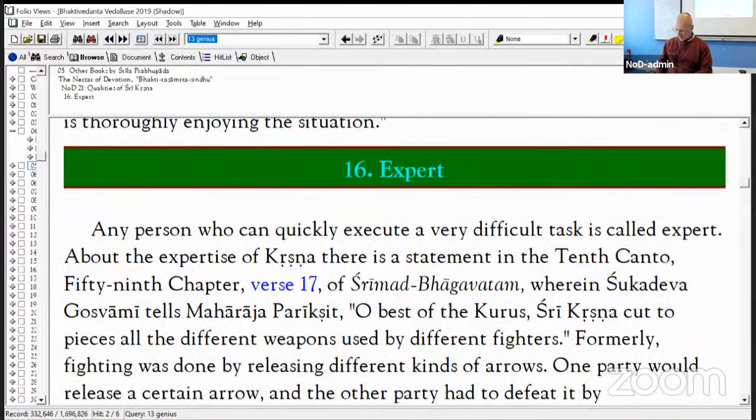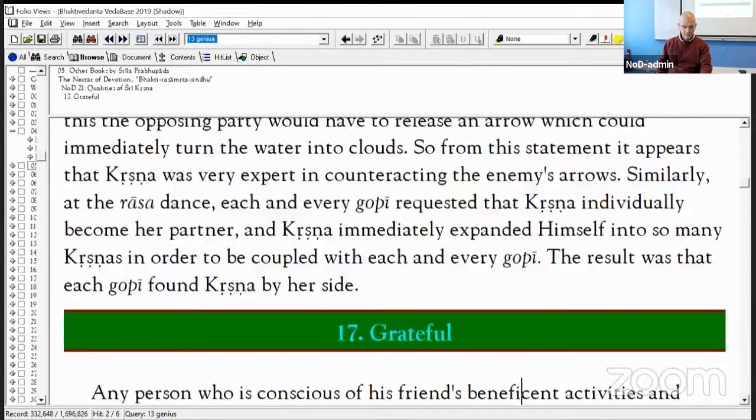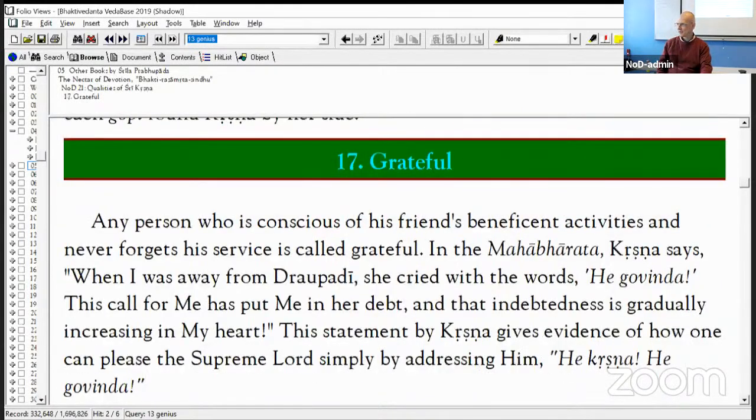Number 16, expert. Prabhupada writes, a person who can quickly execute a very difficult task is called expert. And we have a quote from Srimad Bhagavatam about how Krishna cut to pieces all the different weapons used by different fighters. That's really expert. Of course, in Sanskrit this will be daksha. Some other translation is dexterous. Dexterous, daksha, that's how you get your desna. Dexterous literally means right-handed.